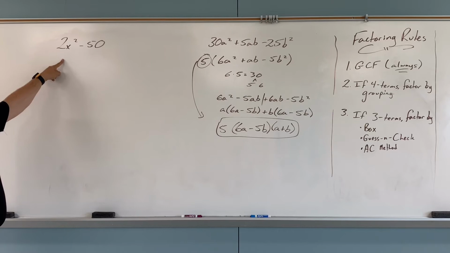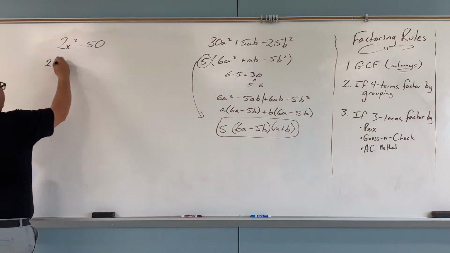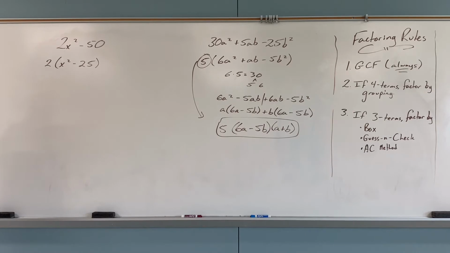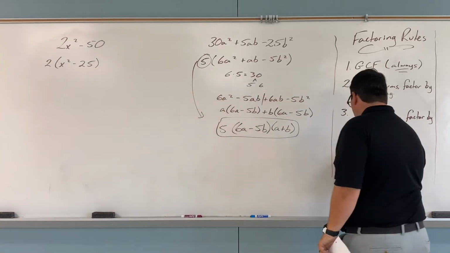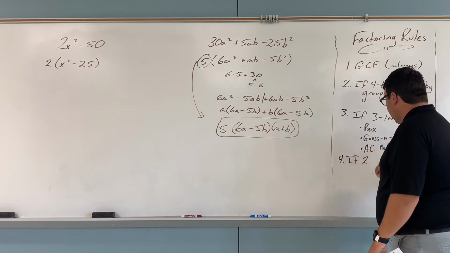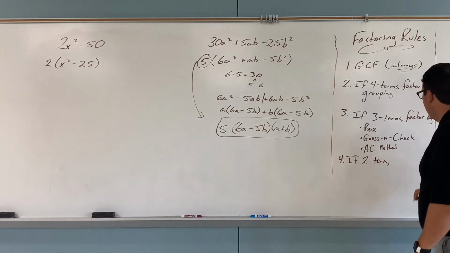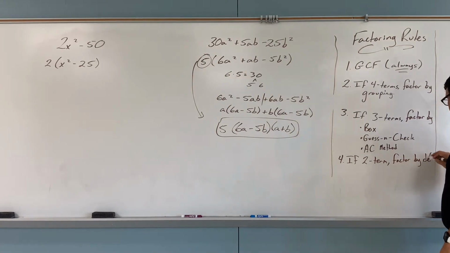It doesn't have 4 terms, it doesn't have 3 terms, it does have a GCF, so I could pull that out. 2 goes into both of those, so that's x squared minus 25 that's left over. But then, what do I do? We need a new rule. In fact, you've already seen this rule, this definition rather. And so we're going to build on to our factoring rules. If you're dealing with a 2-term or a binomial polynomial, we're going to factor by definition. Factor by definition. I'm abbreviating definition, that's DEF.